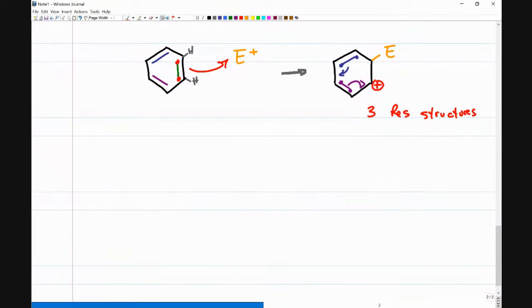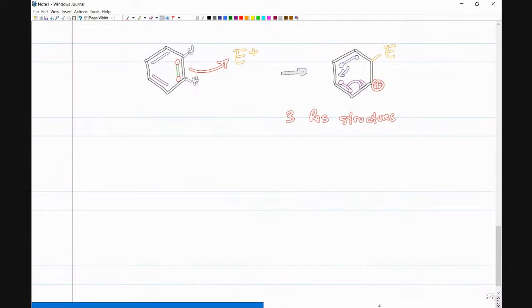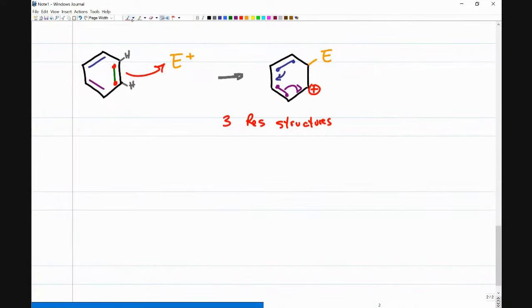That means it's relatively happy, relatively stable, except aromaticity is even more stable. So if I can find a way to make this molecule aromatic again, that'll make it even more stable, which is exactly what happens in the next step.